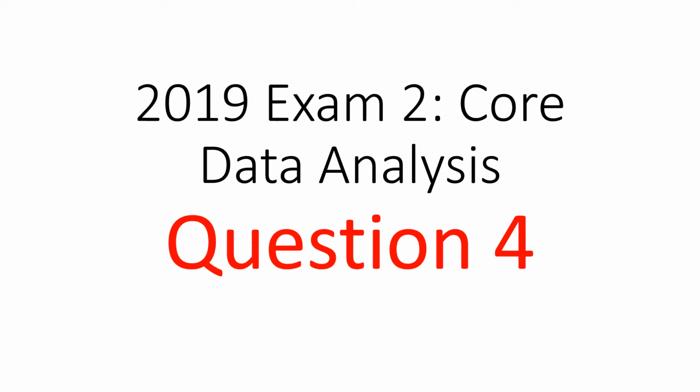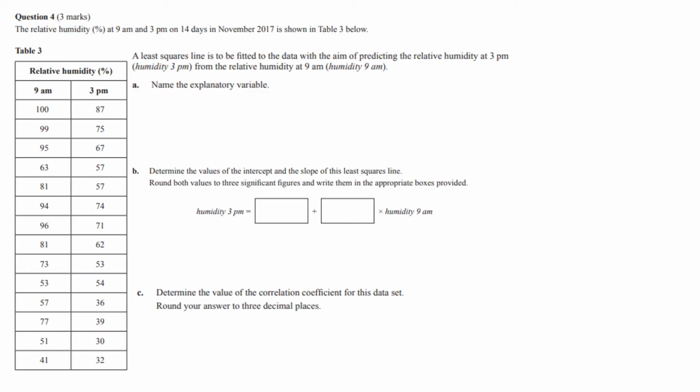2019 Exam 2 Data Analysis, Question 4. Okay, we've got some data. Looks like we're heading towards the calculator now. And first of all, we've got to name the explanatory variable. We've got 9 a.m. and 3 p.m., but it tells us we're going to predict 3 p.m. from the 9 a.m. So if you're predicting from that, think about that.